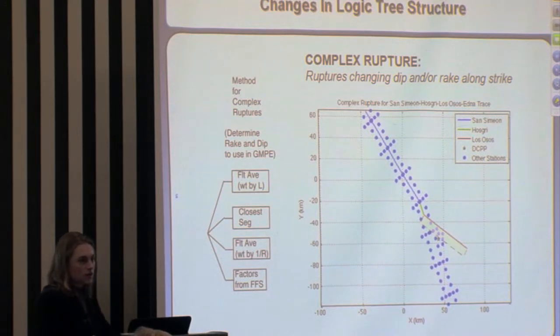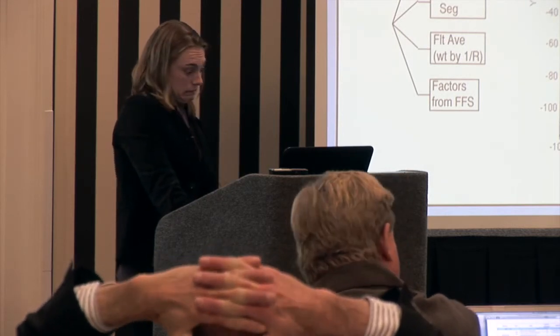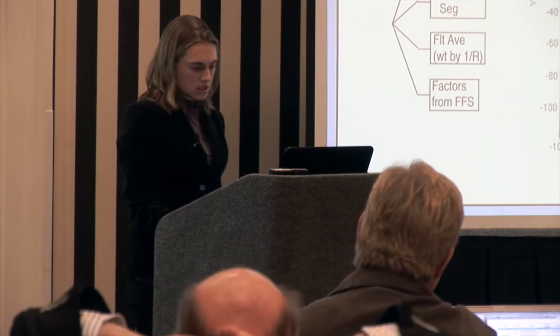And then there are other approaches. You could take a fault average and instead of weighting it by the length, weight it by a parameter such as 1 over r. Or you could look at finite fault simulations and develop factors that can then guide you in adjusting the GMPEs. So it really matters how we compute the parameters that we stick into these GMPEs.